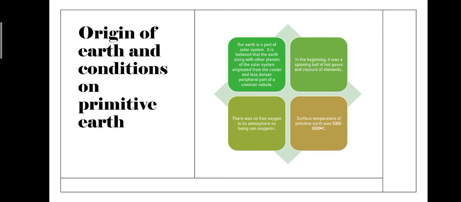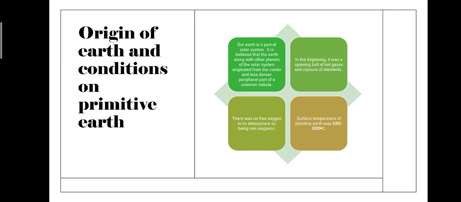Next is origin of Earth and conditions on primitive Earth. Our Earth is a part of the solar system. It is believed that the Earth, along with other planets of the solar system, originated from the cooler and less dense peripheral part of a common nebula. The period of origin of Earth is proposed to be about 4500 to 5000 million years ago.